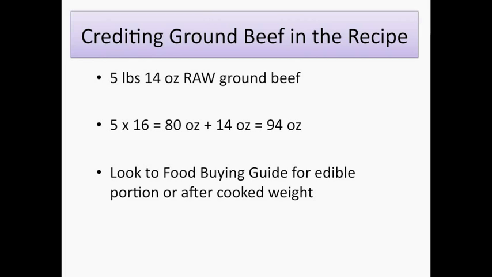We then convert pounds into ounces by taking the 5 pounds of ground beef and multiplying by 16 because there are 16 ounces in 1 pound. Then we add the 14 ounces to get a total of 94 ounces of raw ground beef. Next, we determine the yield if using raw meat or meat alternates that credit differently. Since the ground beef in the recipe is raw, we must look up the cooked yield.